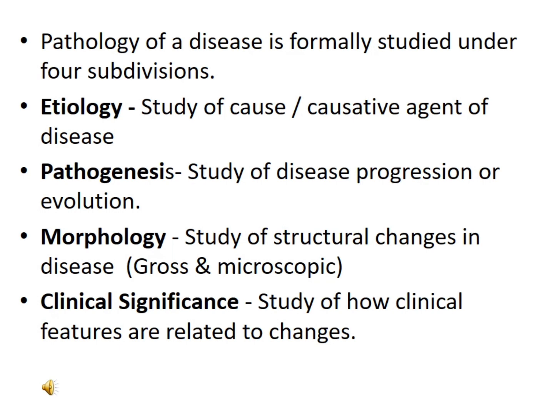Etiology means, as you know, the study of the cause or the causative agent of disease. Then pathogenesis is the progression of the disease, how a disease will progress or evolve. Then morphology, in which you will study the structural changes that occur grossly and microscopically. And in clinical significance, you will study how a patient will present to you, like the manifestations or the signs and symptoms of a patient.